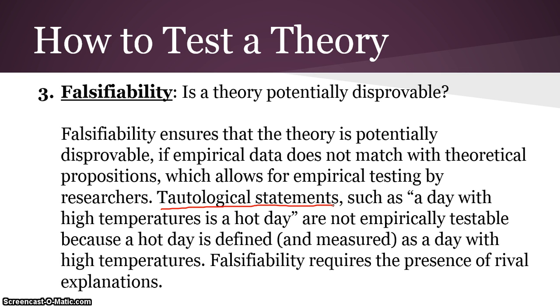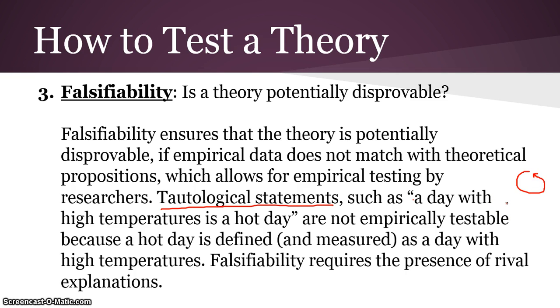For example, a tautological statement could be, a day with high temperatures is a hot day. But you can't empirically test that because a hot day is defined and measured as a day with high temperatures. You see how that's a big old circle. It just feeds back on itself and it becomes this loop. You don't have any way to test it because it all depends on the other parts.